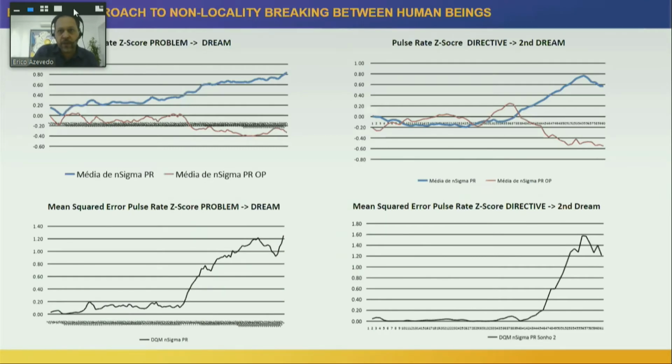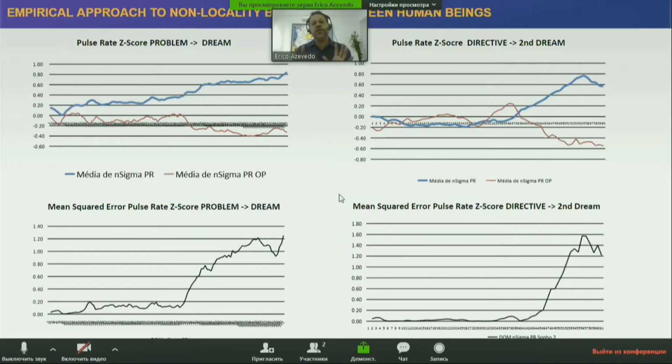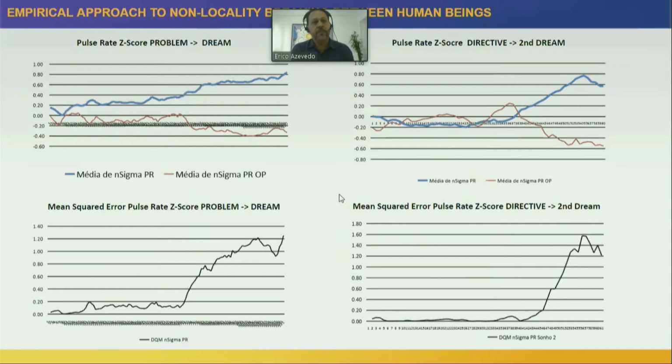Okay, so let's take a look at some graphs. Let's forget for a while the clinical results, which were very, very interesting, and let's take a look at the physiological behavior during the sessions. Let's look at the results we obtained during the sessions. First of all, let's see how the heartbeat varied during these interviews, during the transition between the person telling the problem and the person telling the dream, and how, on average, the researcher also varied during the same period. Let's see how the heartbeat reacted when the person first told about his problem and then about his dream.